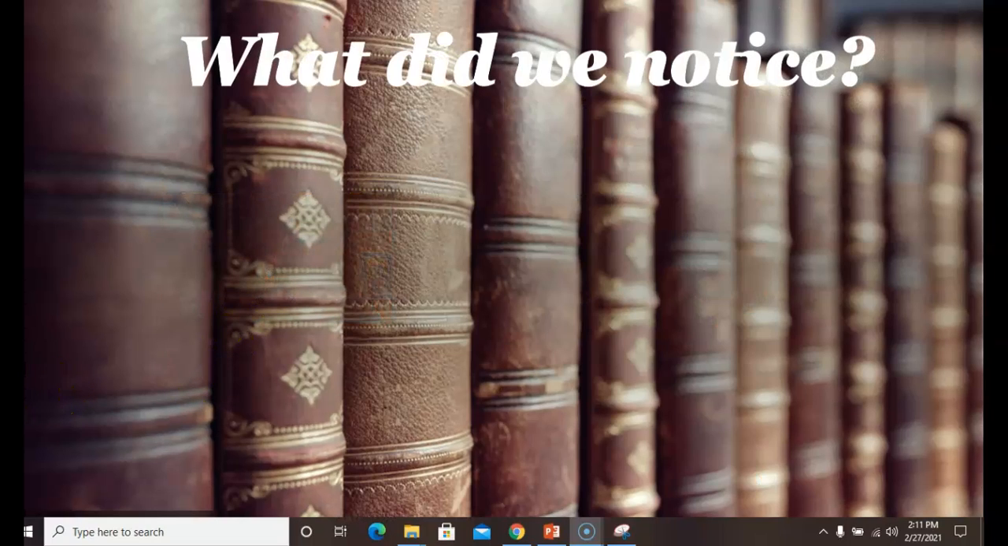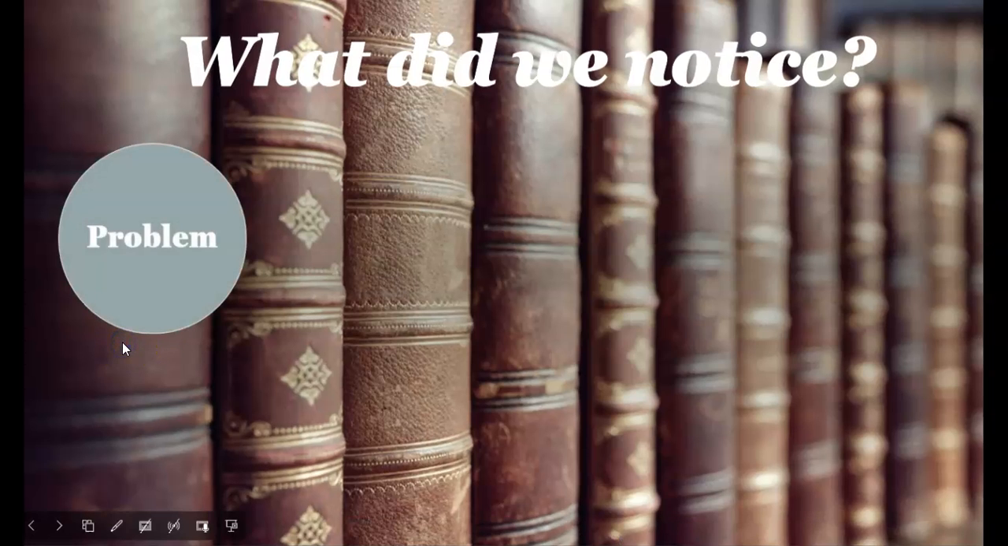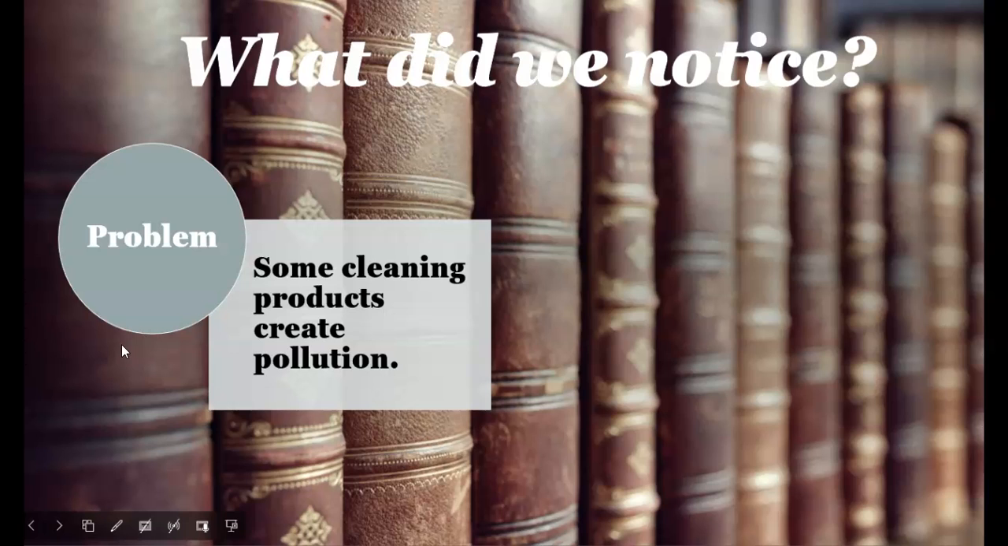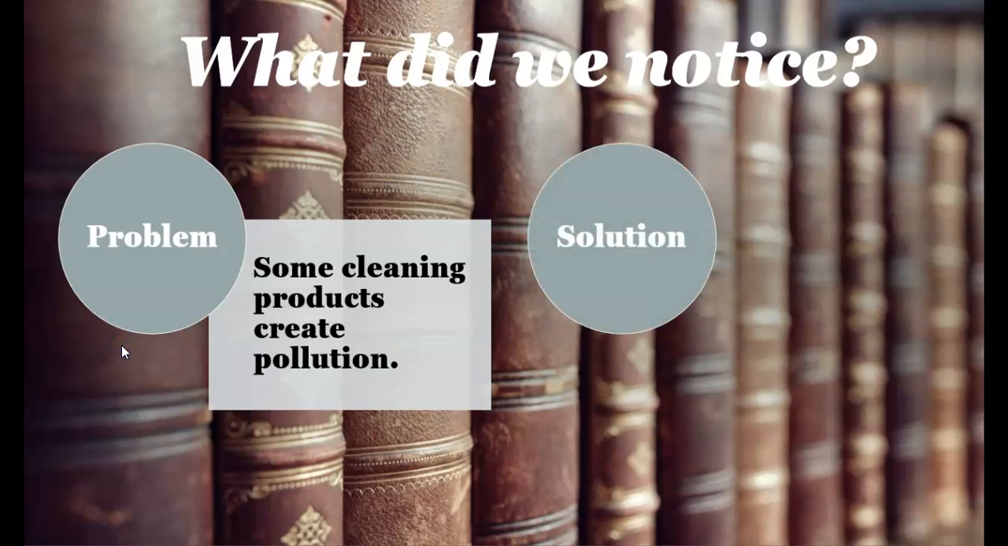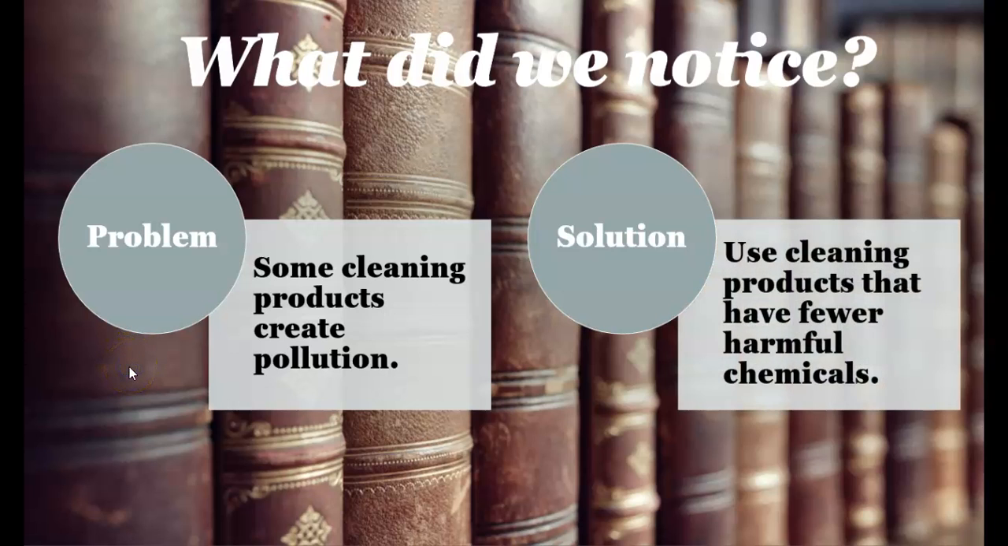Okay? And what did we notice as I scoot off the screen is that the author did a great job in clearly stating the problem. Some cleaning products create pollution. And on the very next page, or very shortly after stating the problem, the author clearly stated the solution, that using products that have fewer harmful chemicals is something that can be a solution to our pollution problem. Okay. And most authors will be very clear in their organization, stating the problem first, then the solution, which I think creates a lot of clarity and easy to understand text.